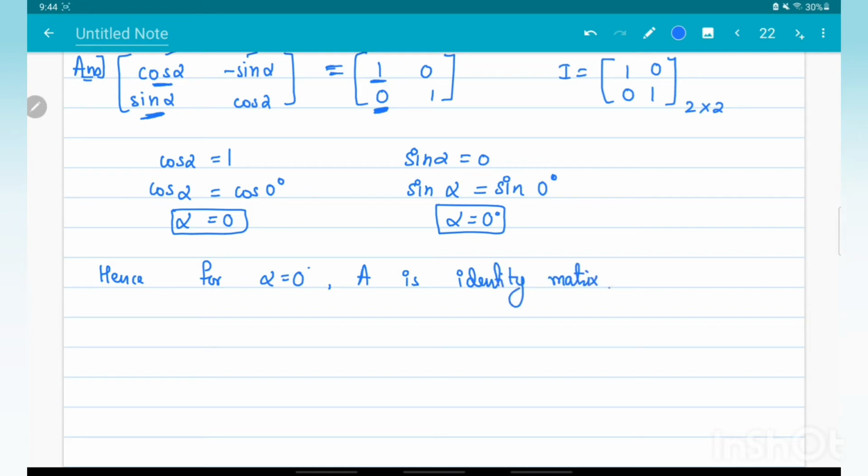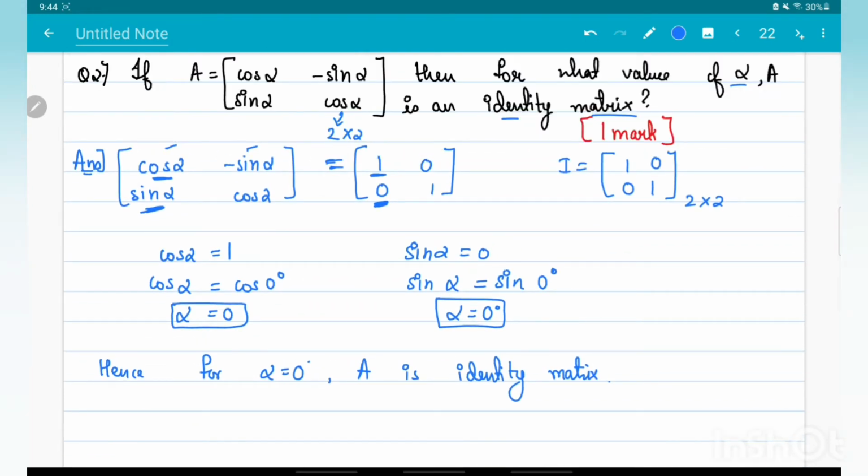Since you write these questions for your board exam, your statements are also equally important in order to get the marks. So this final statement is very important: that for the value of alpha equal to 0, A is an identity matrix.